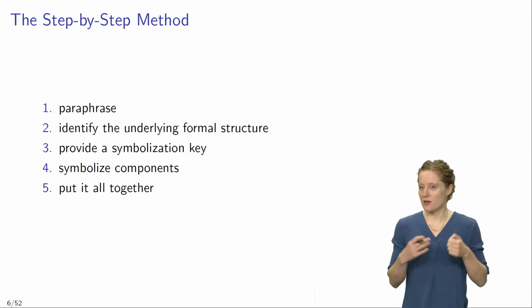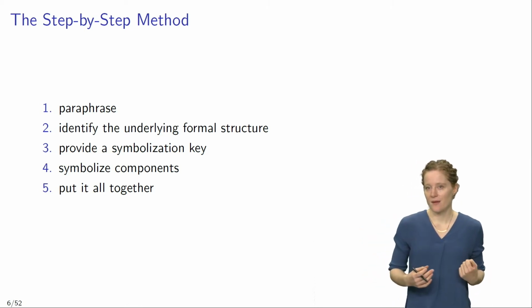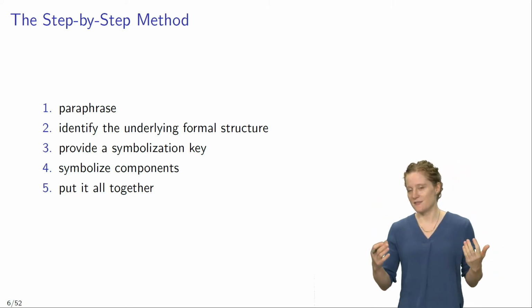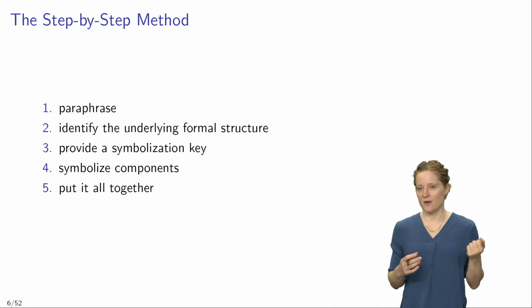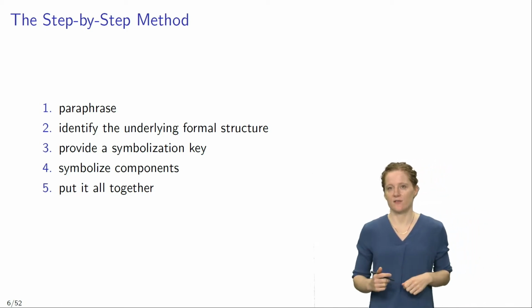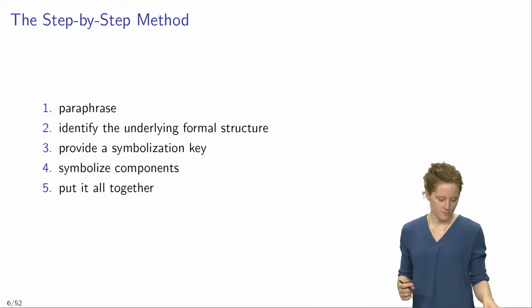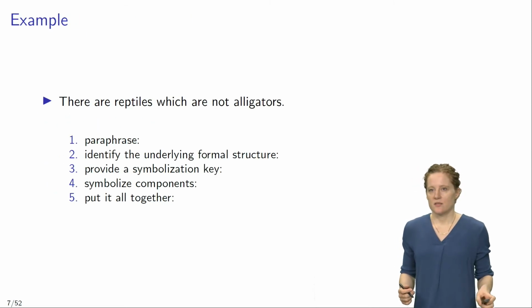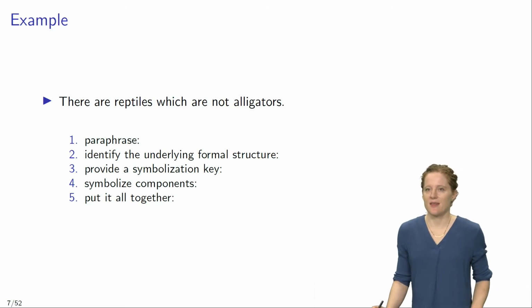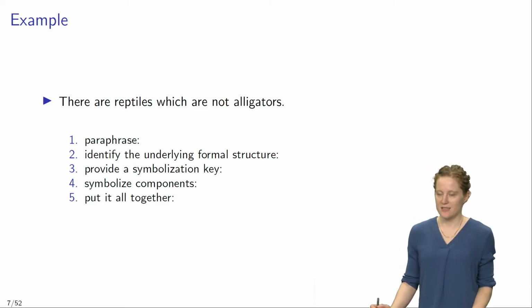Symbolize the components of your sentence. And then put it all together. Take the formal structure that you have identified and the components that you have already symbolized and create a symbolization of your sentence. So here's an example. Suppose you want to symbolize the sentence, there are reptiles which are not alligators.